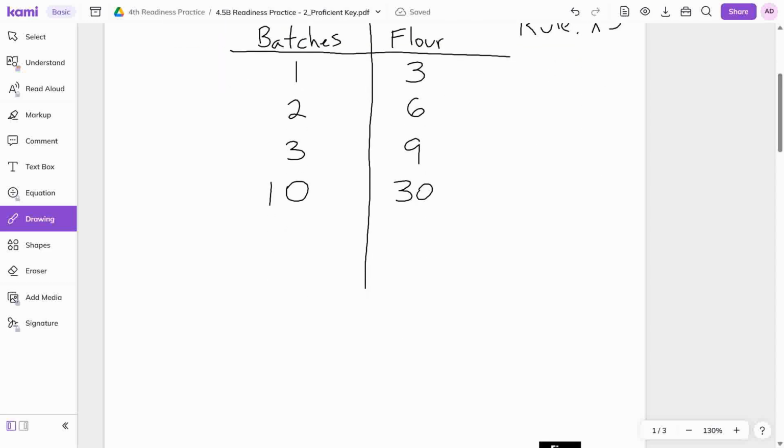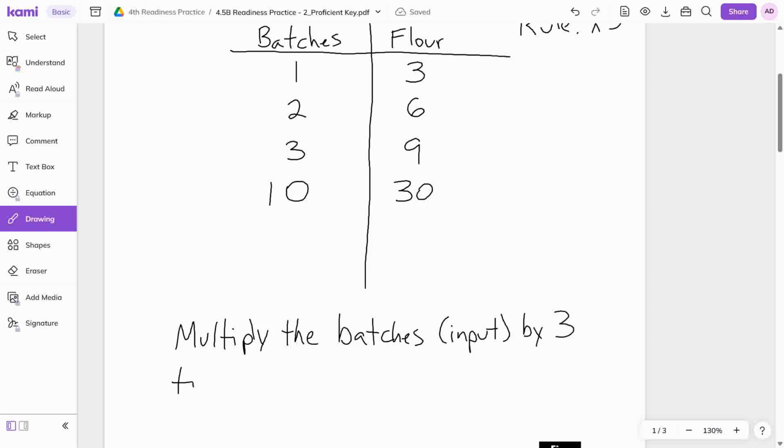We can also use words. So we can say multiply the batches, and then I'm going to put in parentheses, that's our input, by 3 to get cups of flour, and that is our output.